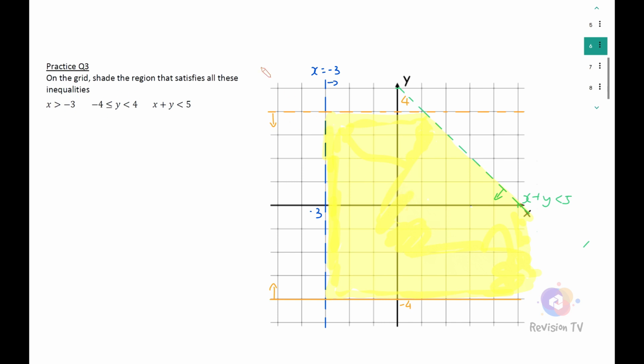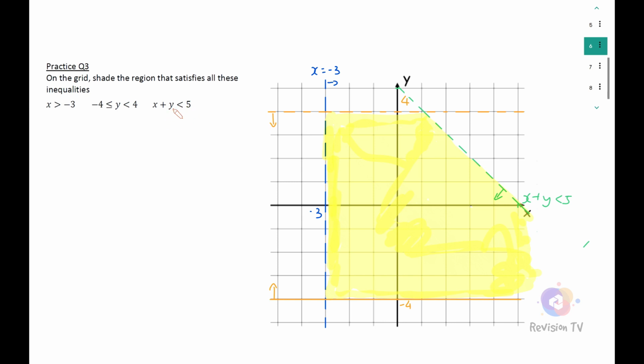So x squared minus 3. So x equals minus 3 is a dotted line, straight vertical across the x-axis at minus 3. And you shade the right side of it. y is between 4 and -4. The 4 is dotted, and the -4 is firm. So we need the area in between.